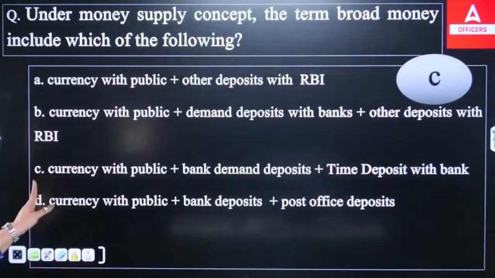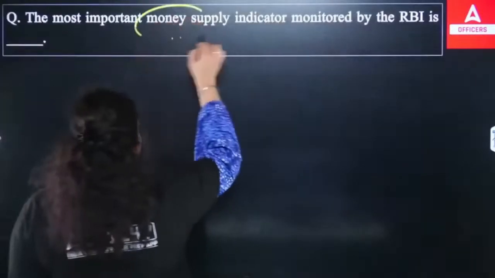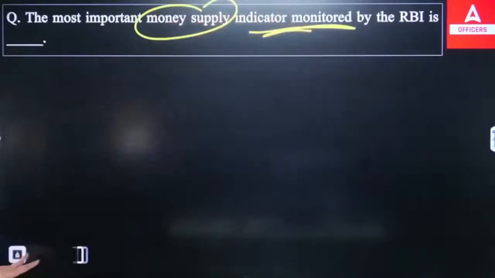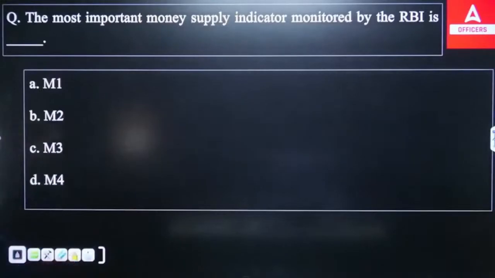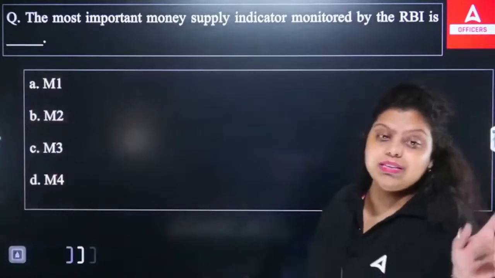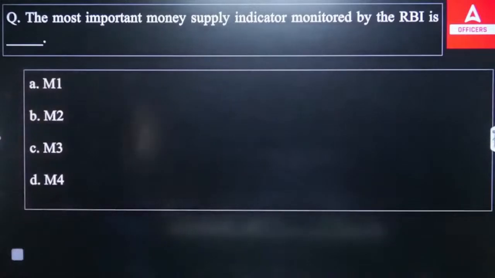It means RAFA will be covered under M3, and broad money means M3 only. Okay, next, the most important money supply indicator monitored by RBI is dash. So we have measures of money M1, M2, M3, M4. Out of these four, which of the following is the important money supply indicator for the Reserve Bank of India that RBI calculates? Let me know which of the following is true, A, B, C or D. I think it is very easy to answer.